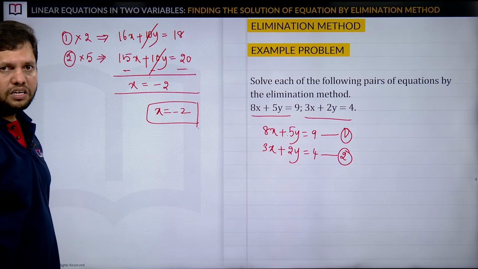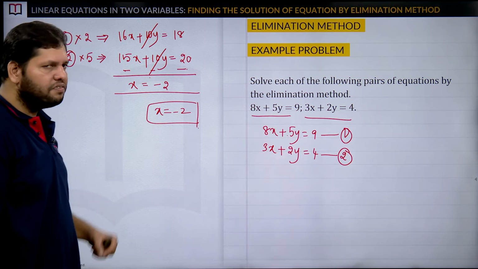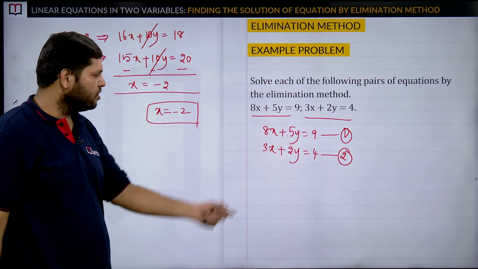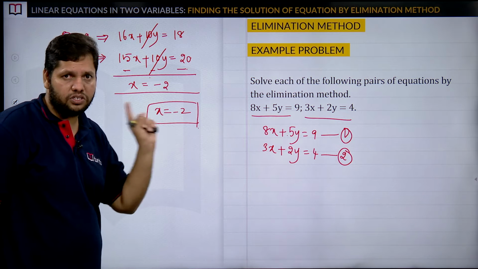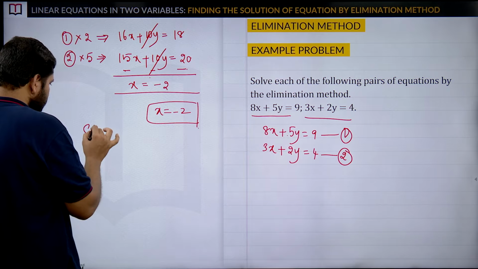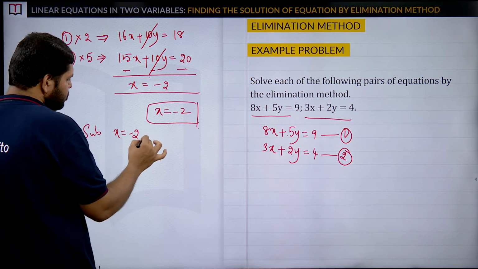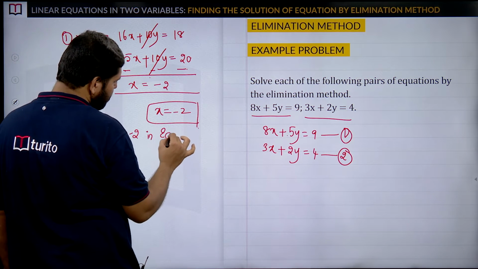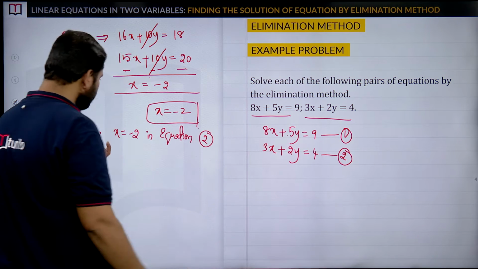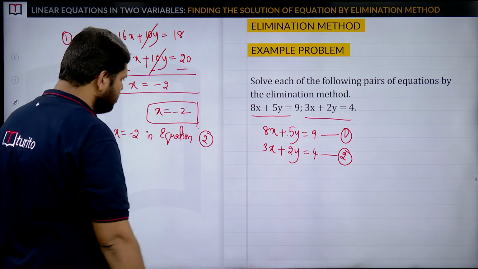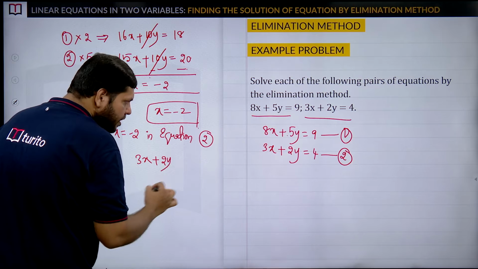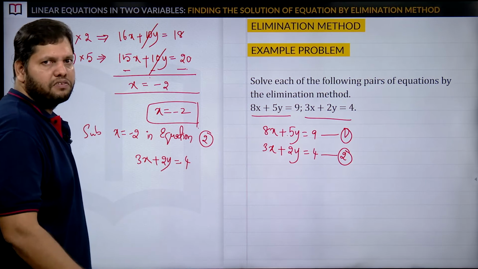But children, I want to find the y value also. So how can we find the y value? Take x is equal to minus 2 and substitute in any one of the equations. You can go for equation 2 or you can go for equation 1, any one, children. Okay, so better I will go with equation 2. So I am substituting x is equal to minus 2 in the second equation. Now tell me, children, what is the second equation? 3x plus 2y equal to 4. So it is the second equation.